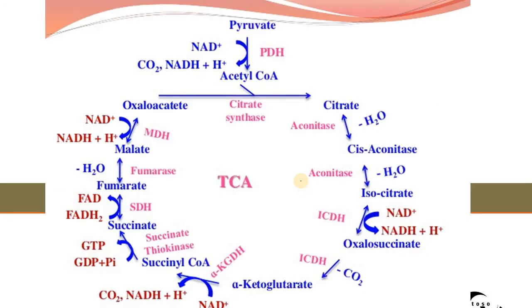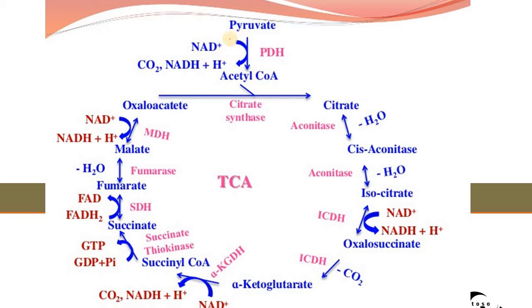Next, whatever acetyl-CoA is formed is going to enter the TCA cycle, and we can see these are the different steps. First acetyl-CoA gets converted to citrate. This is catalyzed by the enzyme citrate synthase, and then you have a series of steps where water is removed and then again water is added. This is catalyzed by the enzyme aconitase, and this results in the production of isocitrate. This isocitrate is further acted on by isocitrate dehydrogenase, which results in the production of oxalosuccinate.